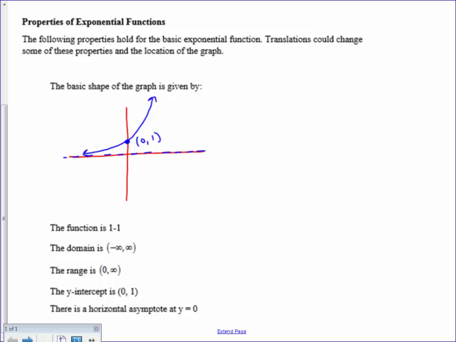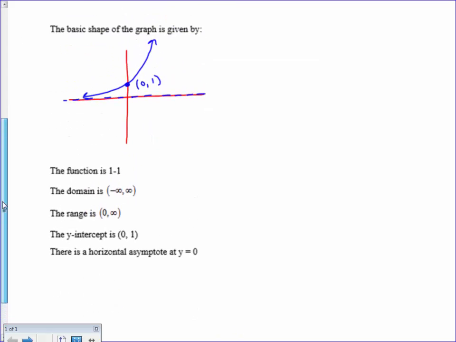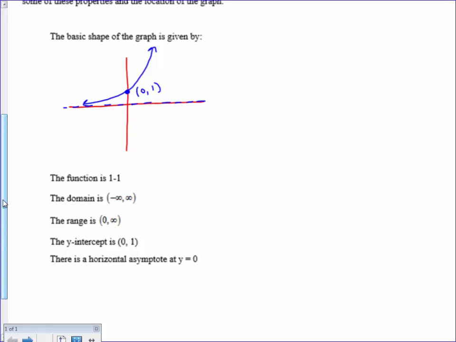The domain is negative infinity to infinity, so it goes forever to the left and forever to the right. The range is from 0 to infinity. Notice there that the 0 is not included. The reason the 0 is not included is because we have this horizontal asymptote at y equals 0. The y-intercept is (0, 1), and then we have that horizontal asymptote. These are the things that you need to know and remember specifically for the exponential function. Big thing is know the shape of your graph.